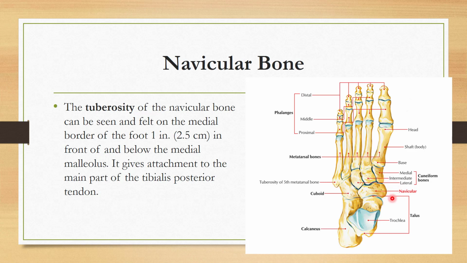There is one important point which you have to learn in the navicular bone. There is a tuberosity of the navicular bone which can be seen and felt on the medial border of the foot, 1 inch in front of and below the medial malleolus of the tibia. It gives attachment to the main part of the tibialis posterior tendon. Remember this thing. This is a very important point, and usually it comes in your MCQ. The tibialis posterior is attached to which bone of the foot? So this is the tuberosity of the navicular bone, or medial tuberosity of the navicular bone, which is giving attachment to the tibialis posterior tendon.